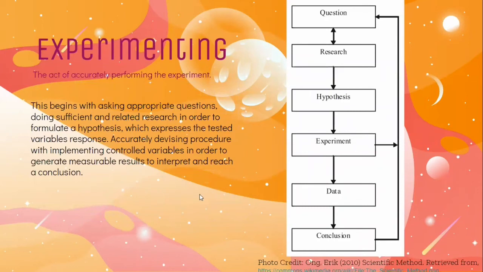Okay, on to experimenting. And so this one might be a little bit more obvious, and I won't spend too much time on it, but experimenting is really the act of accurately performing an experiment. So it's a combination of all of these other processes I've talked about. Being able to do research well, being able to formulate a testable statement in what we call a hypothesis.